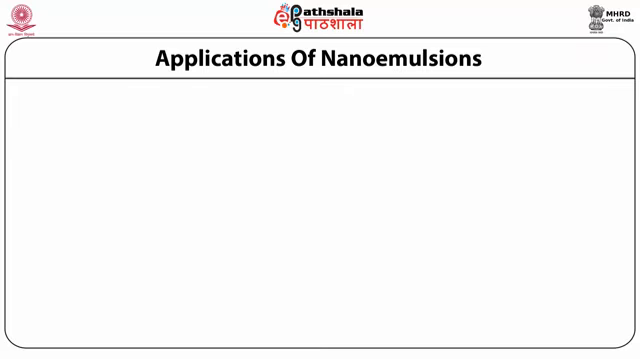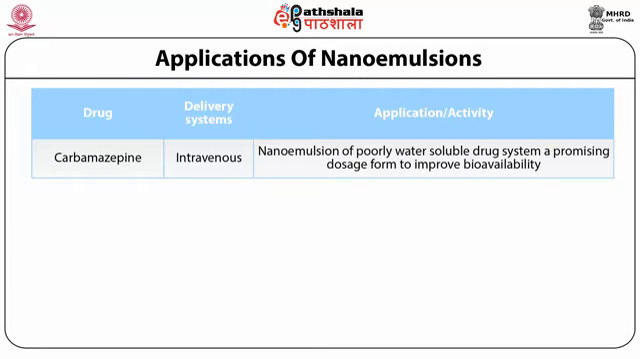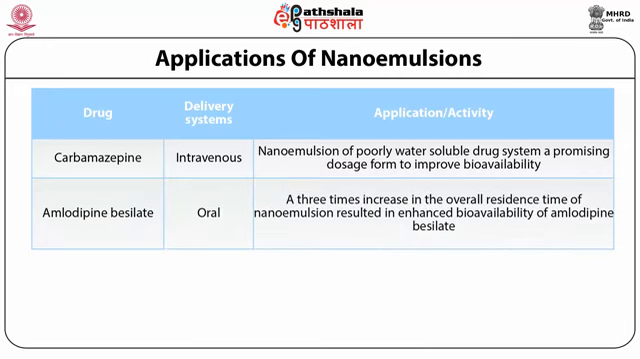Now there are some examples shown in the table, like the example of carbamazepine intravenous nanoemulsion. Carbamazepine is poorly water soluble, but its bioavailability is improved when it is formulated in the form of nanoemulsion. Another example shown here is amlodipine besylate, which is given by oral route. There is a 3 times increase in overall residence time of nanoemulsions, which resulted in enhanced bioavailability of amlodipine besylate.